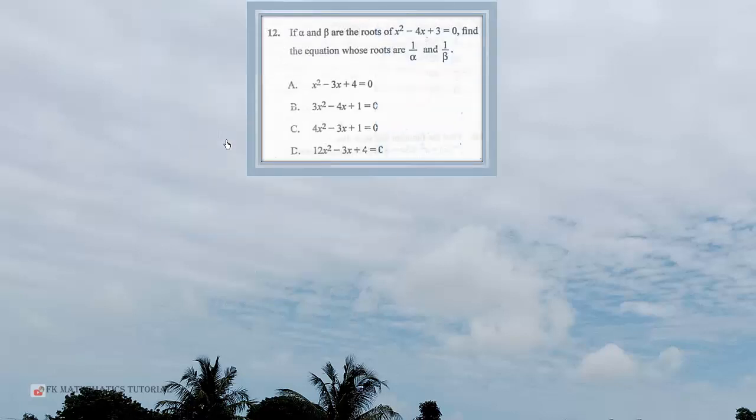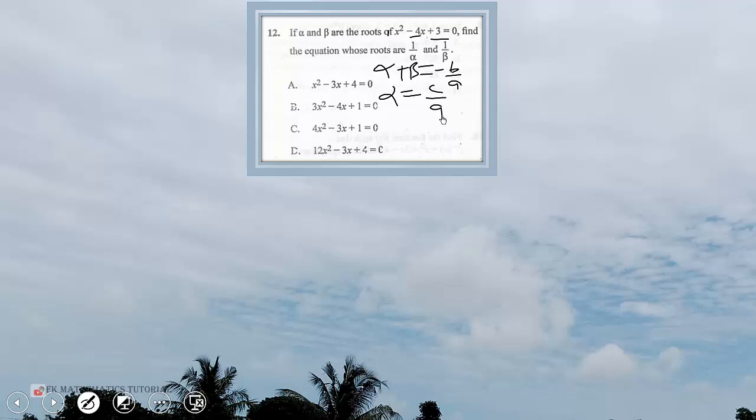Now let's look at question number 12. If alpha and beta are the roots of x squared minus 4x plus 3 equals 0, find the equation whose roots are 1 over alpha and 1 over beta. So if alpha and beta are the roots of this equation, then alpha plus beta will be equal to minus b over a, where a is 1, b is negative 4, and c is 3. Then alpha beta is equal to c over a.